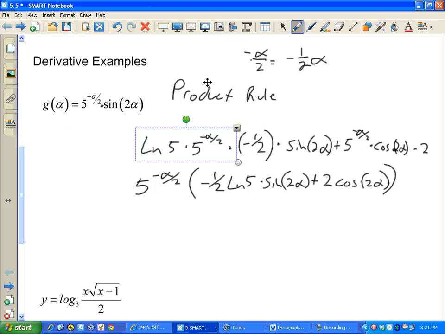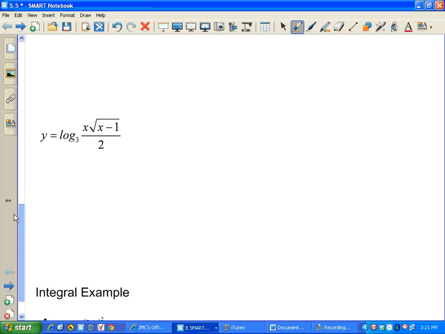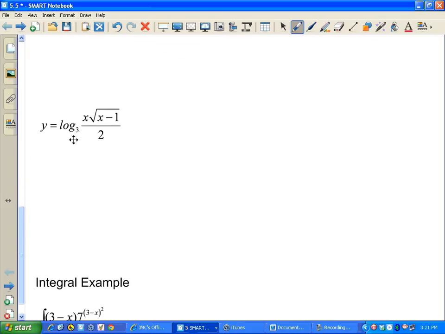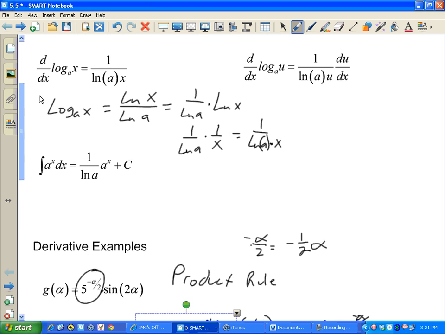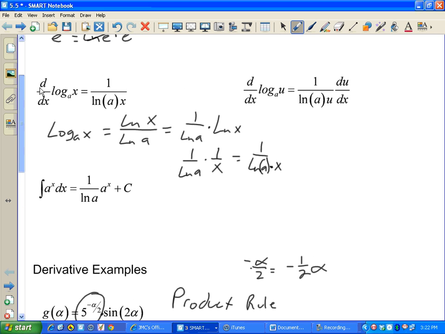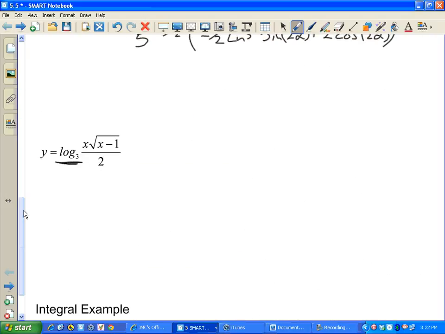So just same rules, except now we've got one other type of derivative that we know how to deal with. So we can still use product rule, quotient rule, chain rule, all that stuff. Let's look at one with a logarithm. Here I've got a bunch of stuff going on, but the outermost piece is this log base 3, and the derivative of log base 3 is 1 over the ln of a. So I'm going to have 1 over the ln of 3 times this inside part.